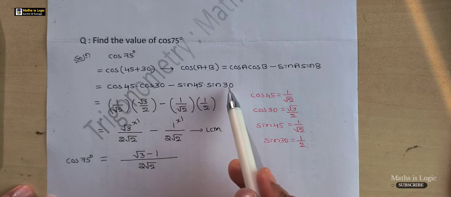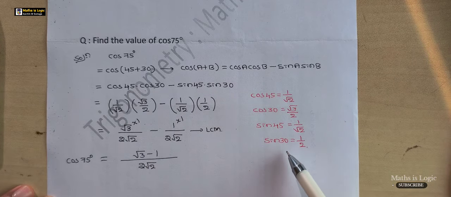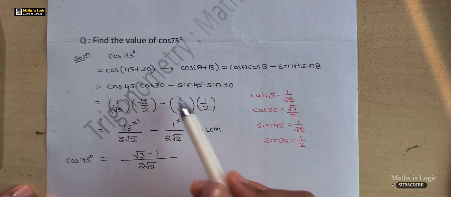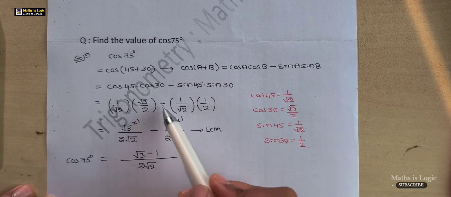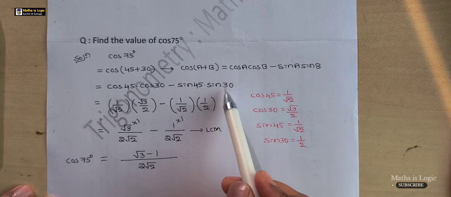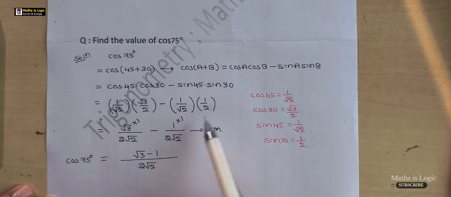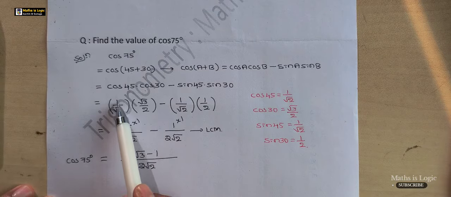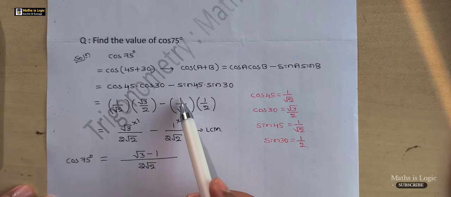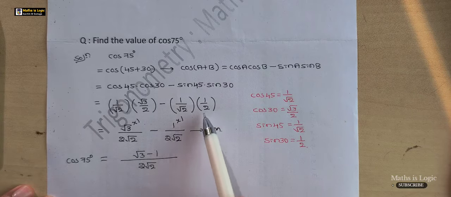Again, all these are the standard angles. We know the standard angle values. Cos 45 is 1 by root 2, substitute. Cos 30 is root 3 by 2, minus sin 45 is 1 by root 2, and sin 30 degree is 1 divided by 2. Next, simplify. 1 into root 3 is root 3, divided by 2 into root 2 is 2 root 2, minus 1 into 1 is 1 divided by 2 into root 2 is 2 root 2.